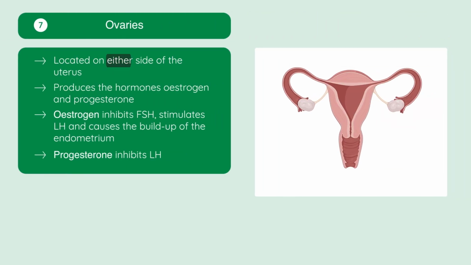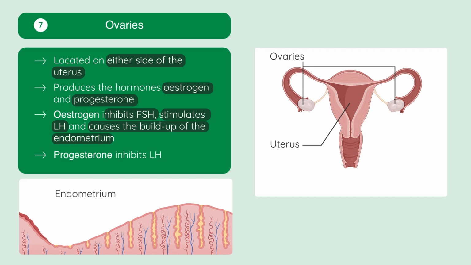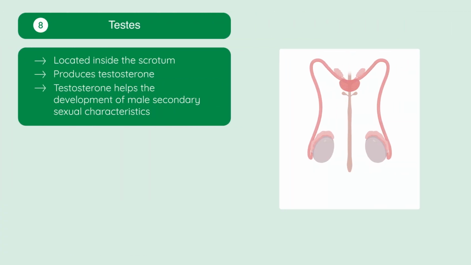The ovaries are located on either side of the uterus, and they produce the hormones estrogen and progesterone. Estrogen inhibits FSH, stimulates LH, and causes the buildup of the endometrium, whereas progesterone inhibits LH. The testes are located inside the scrotum. They produce the hormone testosterone, and its function is the development of male secondary sexual characteristics.